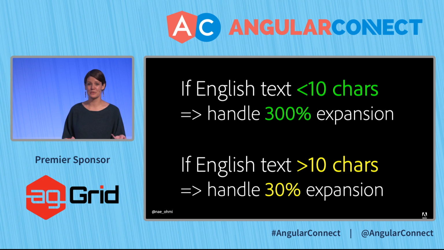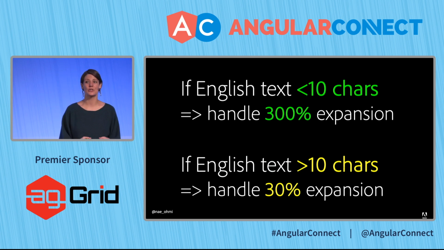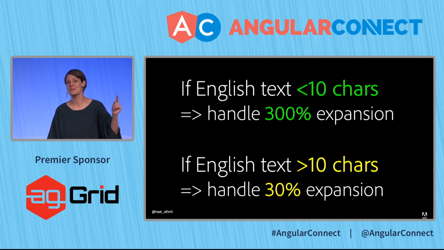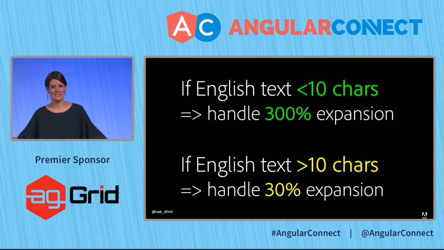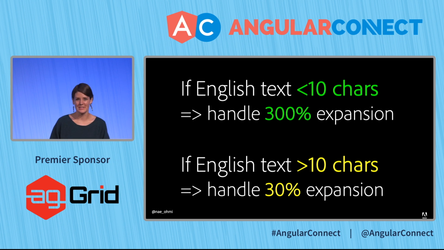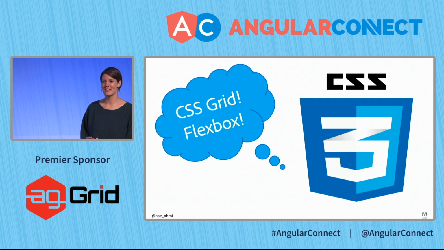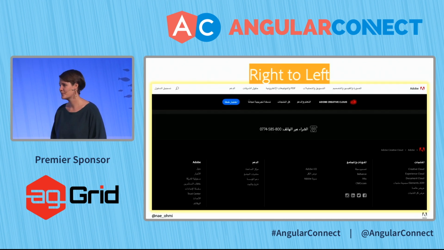So a good rule of thumb to follow is that if the English text is less than 10 characters, handle at least a 300% expansion. So this is your submit button, your login button. These need to really expand. But if the English text is greater than 10 characters, you can handle a 30% expansion. But we have tools for this, right? We can use CSS Grid and Flexbox and other tools that are designed or thought of for more responsive design and handle the flex of our internationalized strings.